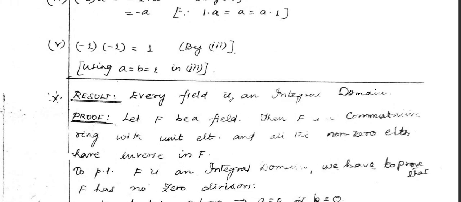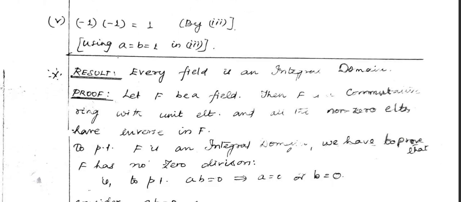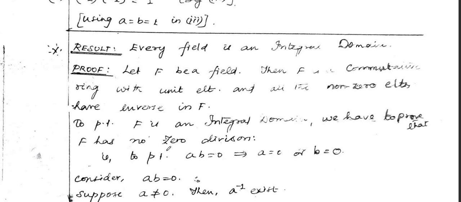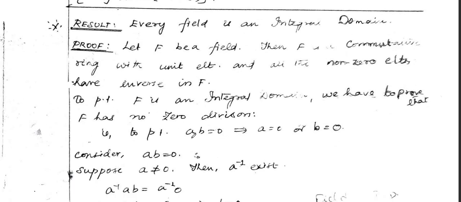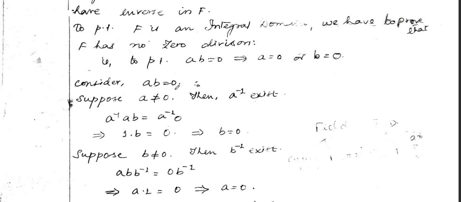Now the next one: every field is an integral domain. Let F be a field. Then F is a commutative ring with unit element. That's the definition, and all the non-zero elements have inverses in F. To prove that F is an integral domain, we have to prove that for ab equal to 0, we have either a equal to 0 or b equal to 0.